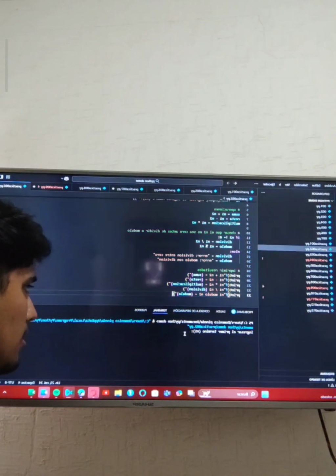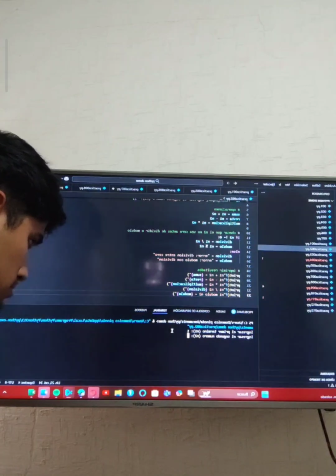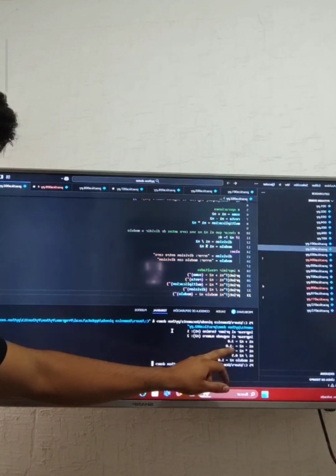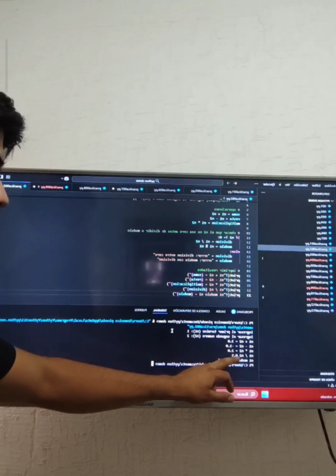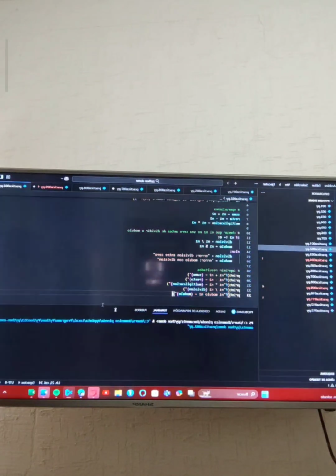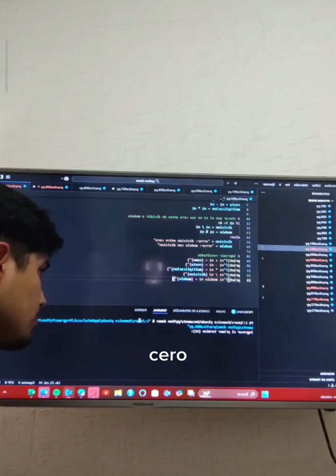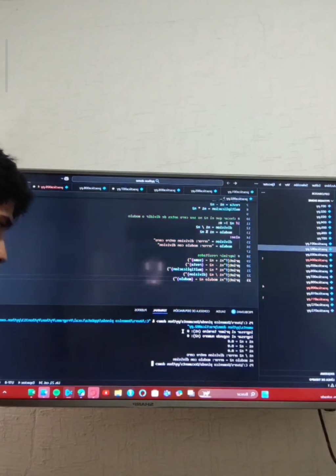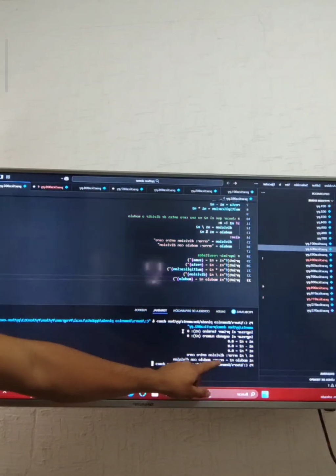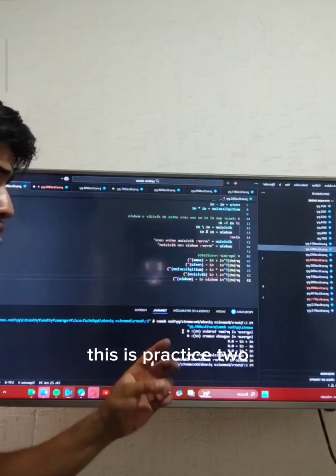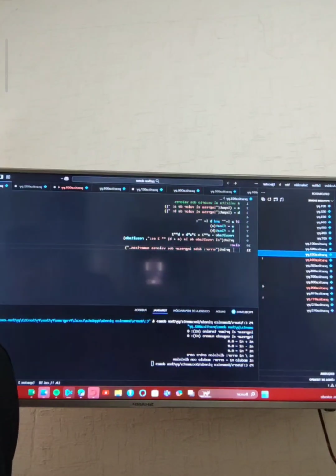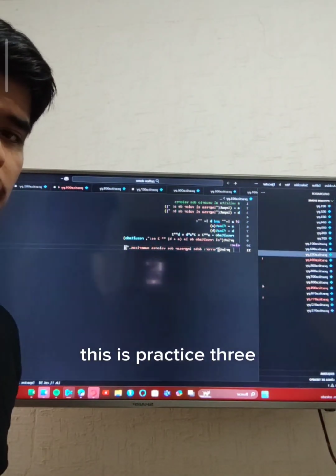This is an example: 1, 2, the sum is 3.0, the subtraction is minus 1.0, the multiplication is 2.0, the division is 0.5, the modulus is 1.0. Now the error case with 0: division by 0 error, modulo with 0 error. This is practice 2. This is practice 3.